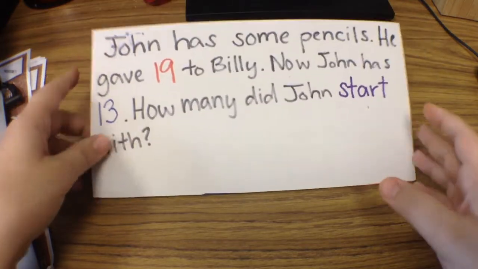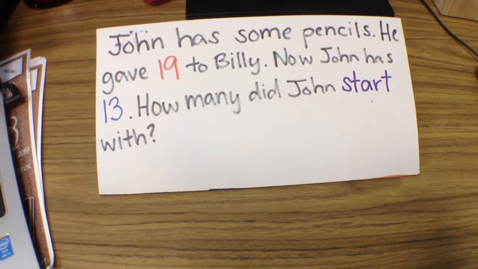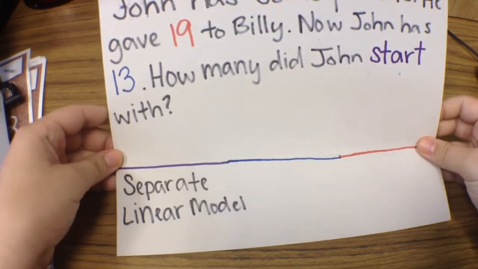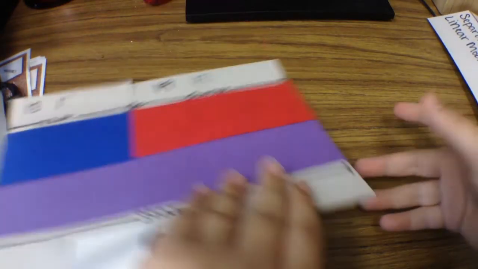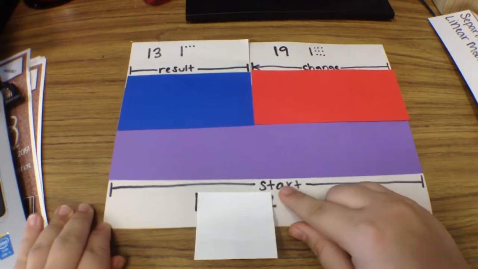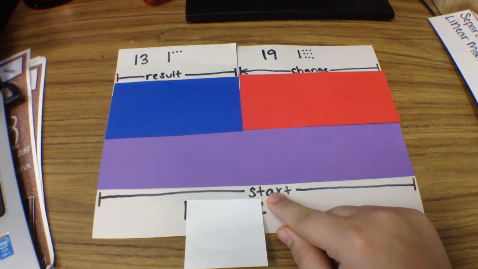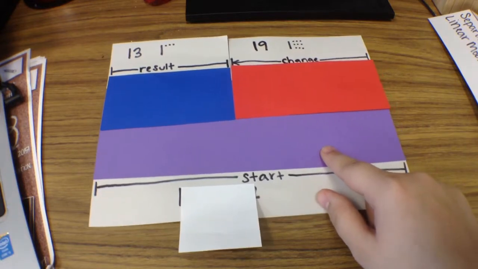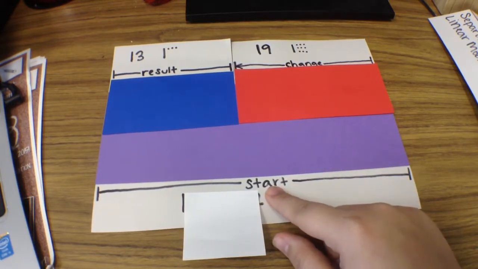Next, we must represent the relationship between our numbers. We will use the linear model represented through diagram strips. Let's look at our problem. First, we have the start number, which represents how many pencils John started with. This is our unknown and will be represented with the purple strip. For now, we will just label it with the section start and we'll return to it later.